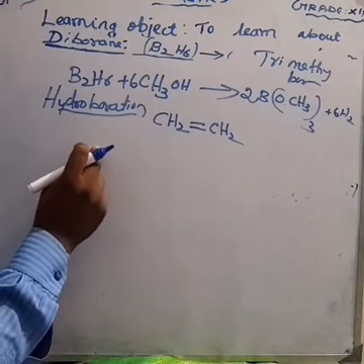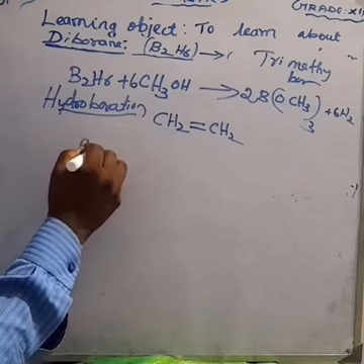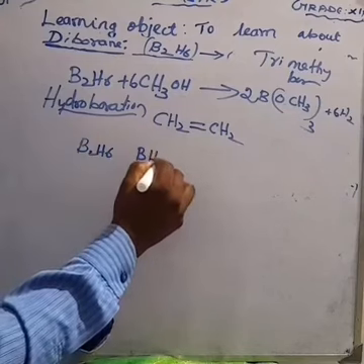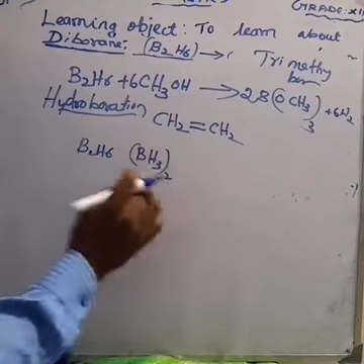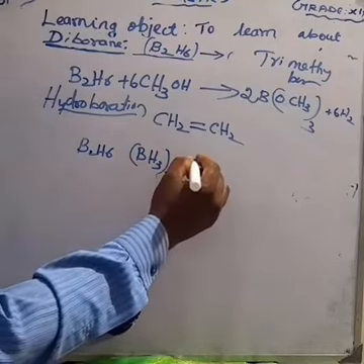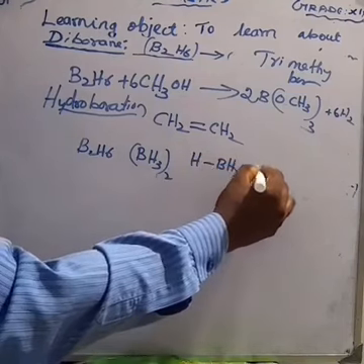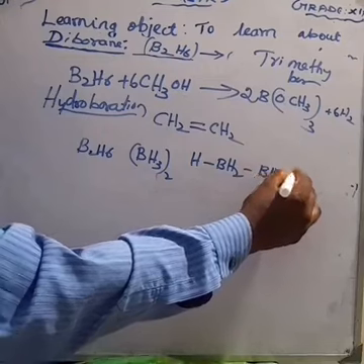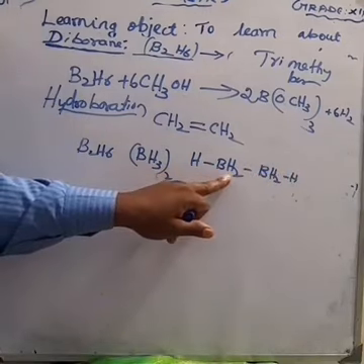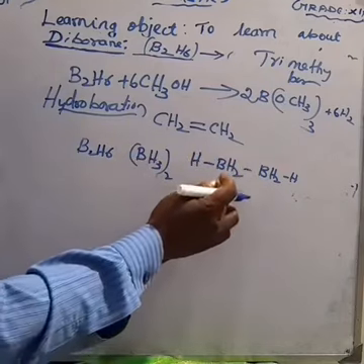My dear children, diborane can be written as B2H6. This otherwise can be written as BH3 twice, or once again as HBH2. This is commonly written as BH3. I'm taking one hydrogen out. Am I right? Taking one hydrogen out.